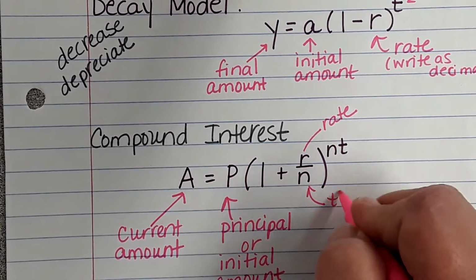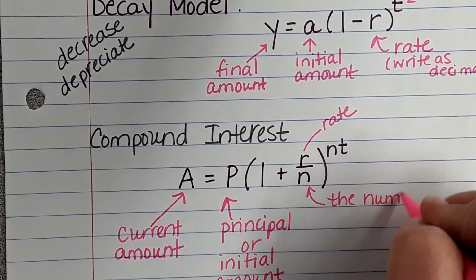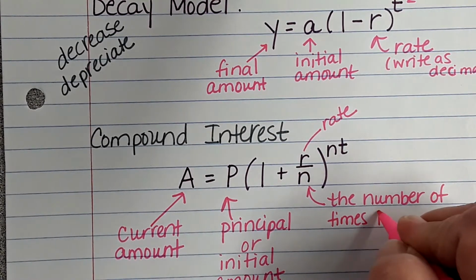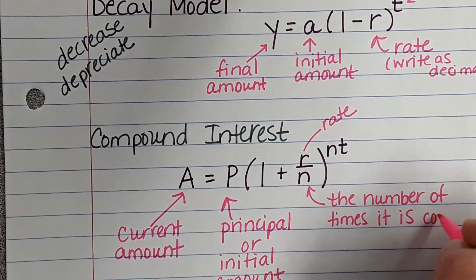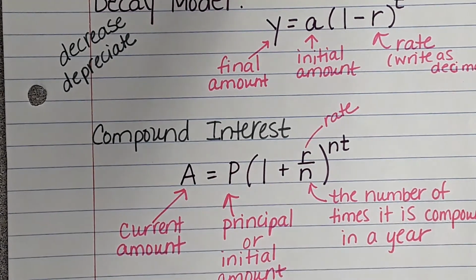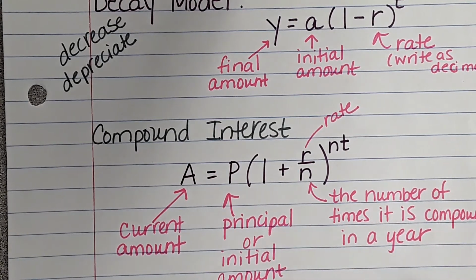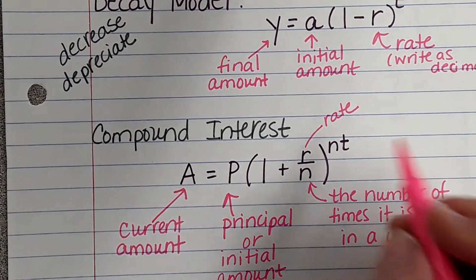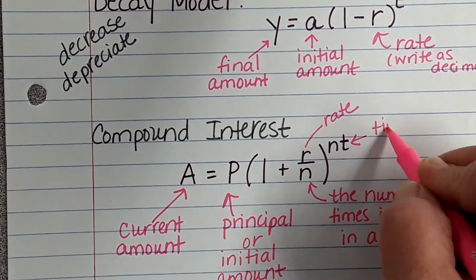N is the number of times it is compounded in a year. So if I said it's compounded monthly, that would be 12. If I said it was compounded quarterly, we have 4 quarters in a year, so that would be 4. If I said semi-annually, that would be 2. That means it only happens twice a year. And t is time in years.